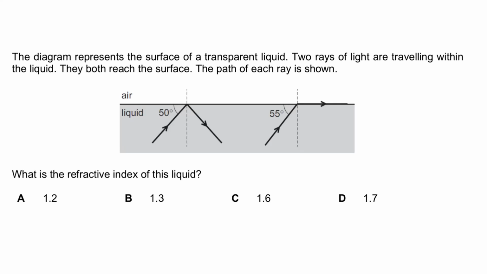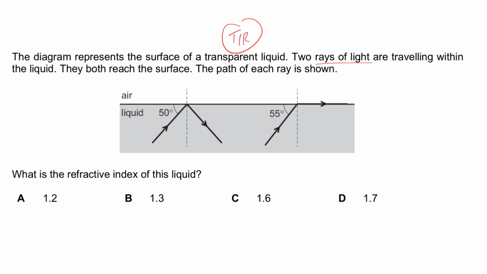This question is on light, and you have a diagram here representing the surface of a transparent liquid, the liquid being the gray shaded region. Two light rays are traveling within the liquid, from a denser medium, which is the liquid, towards a less dense medium. Since it's traveling from a denser to a less dense medium, you should actually consider total internal reflection if the two conditions are met.